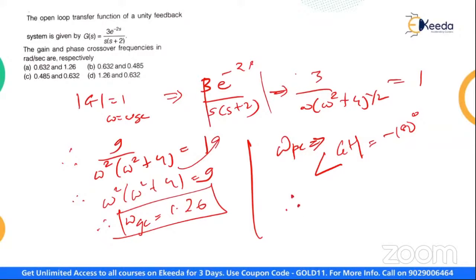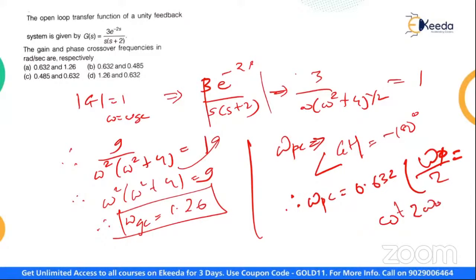Therefore, omega PC is equal to how much? 0.632 into omega phi upon 2, which is equal to cot of 2 omega phi. So therefore, the answer stands to be, if you solve this, you will get 0.632. Therefore, the answer is 1.26 and 0.632.